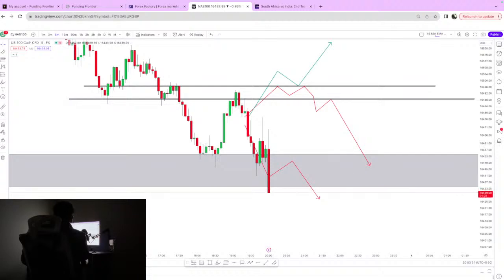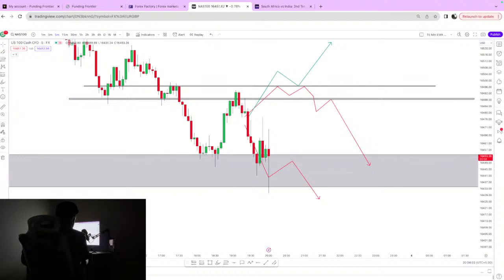Let me tell you. The level which is visible to everyone will be a manipulated level. I'll repeat it. The level which is visible to everyone will be a manipulated level. Why? Because everyone will be looking to trade at that level, right? Everyone will be keeping an eye on that level.